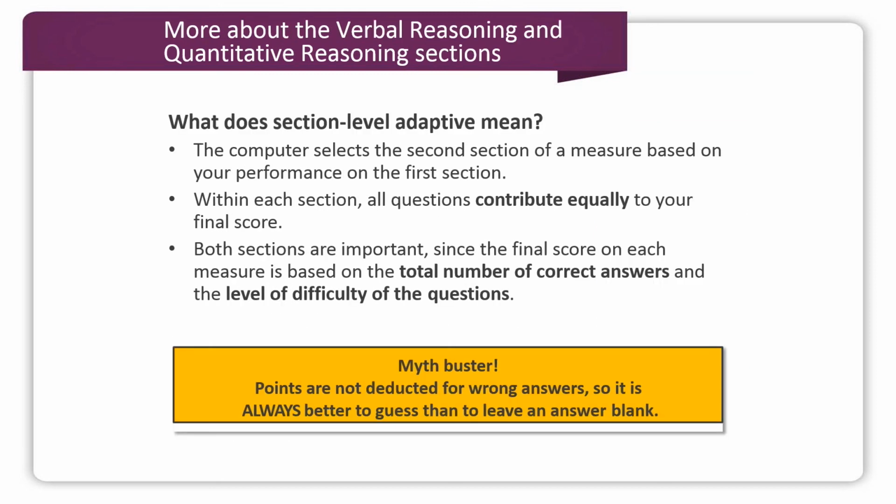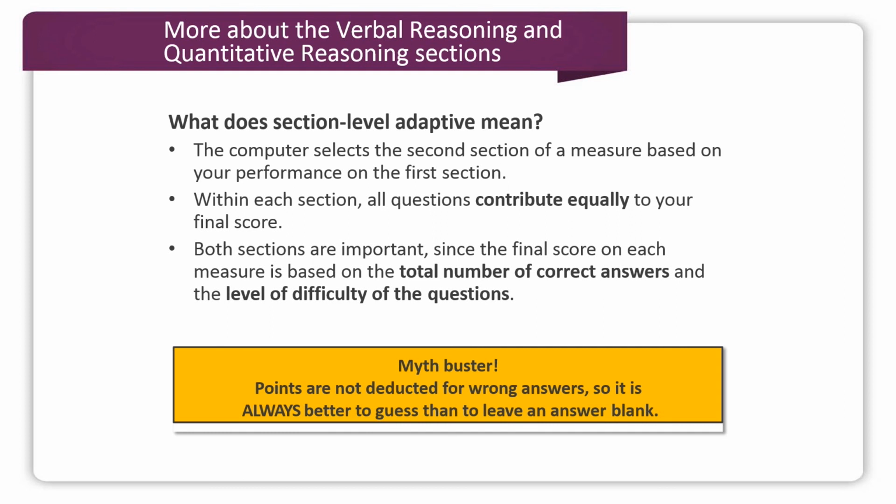The verbal and quantitative reasoning sections of the test are section-level adaptive. So what does that mean to you as a test taker? It means that the computer selects the second section of each measure based on your performance on the first section. A strong performance on the first section means that you will receive a more difficult second section, and the difficulty level is taken into account during the scoring process.